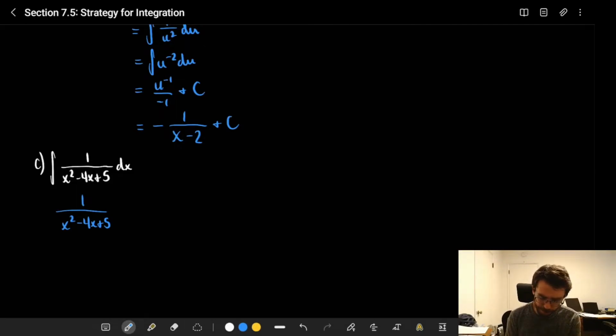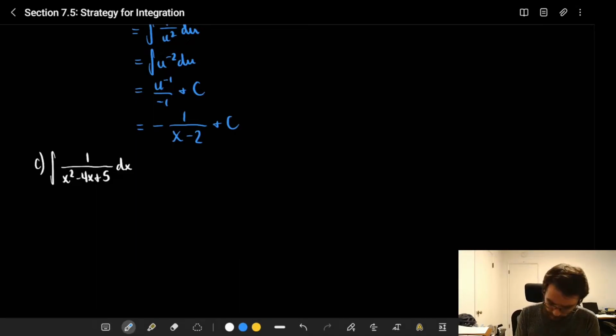Again, if I try partial fractions, I think nothing will happen, right? Because this will just be ax plus b over this, but it's going to probably work out that a is 0 and b is 1, so it doesn't change anything. So in that case, can I complete the square on the bottom and maybe turn this into a trig sub?